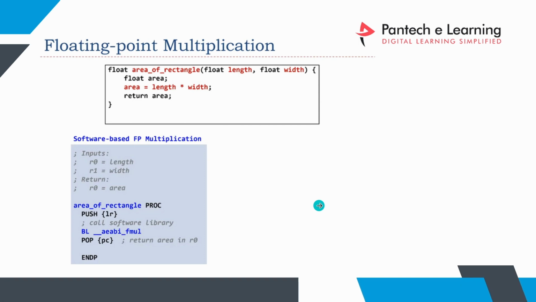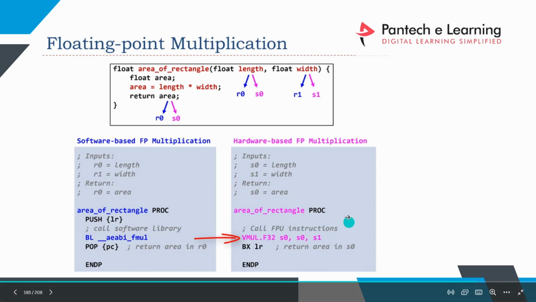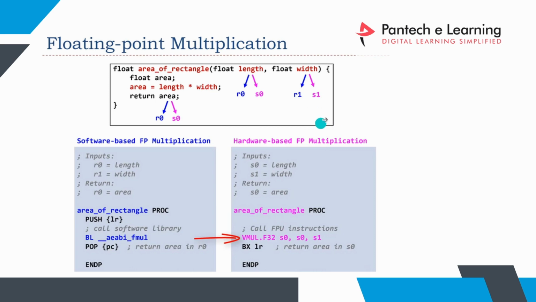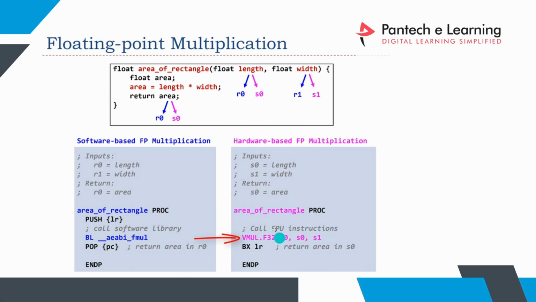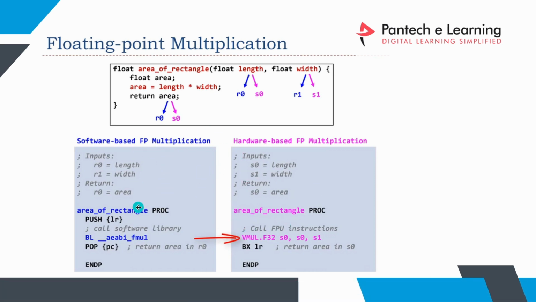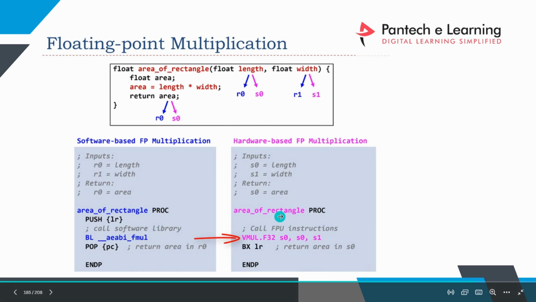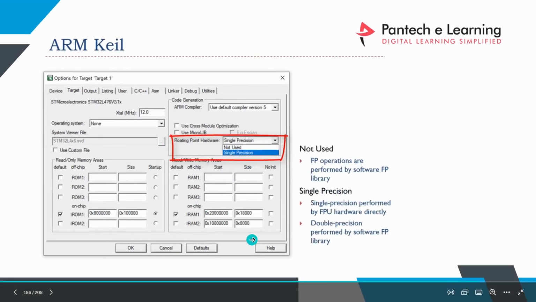Okay. So when we use the floating point unit, the hardware unit, what is the use? We will have a VMUL, and it is going to store the value in S0 and S1, and it is going to return the value in S0 again. So what are the advantages? It is going to be very much faster compared with the software. When we do the floating point calculation with the hardware, it is comparatively much faster. So that's why we are using this unit.